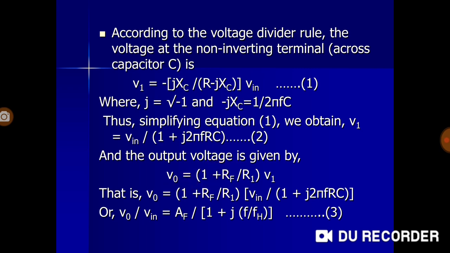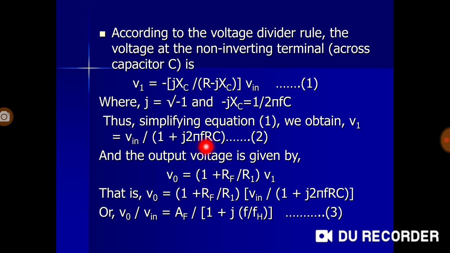Okay, and we know that the output voltage of a non-inverting op amp is V0 equal to 1 plus RF by R1 times the effective input voltage. Since V2 is 0 because it was grounded from the other side, V1 minus V2 is V1 minus 0, that is V1. So effectively whatever is appearing at the non-inverting input terminal is being fed as the input. And we just replace V1 by equation 2 and we write it down.